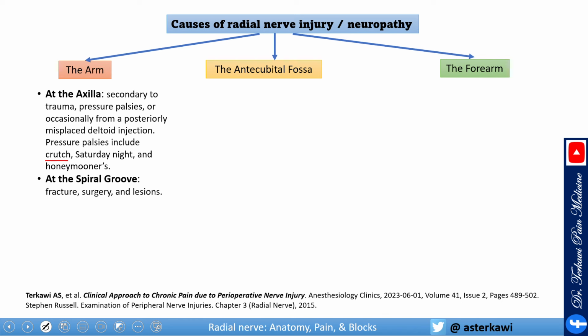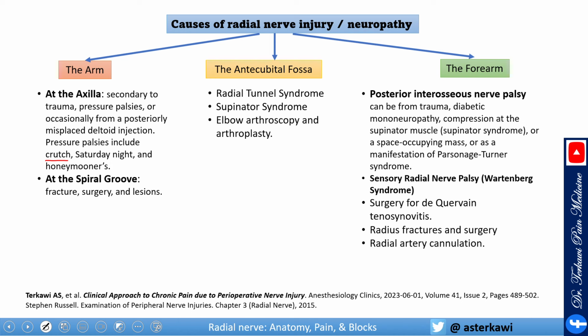This is also common, actually, crutches. I've seen a patient in my clinic secondary to crutches injury. And Saturday night palsy, of course, this is a classic teaching. And then at the spiral groove, you have fracture, surgery, and lesion. At the antecubital fossa level, you have the radial tunnel syndrome, which we'll cover, supinator syndrome, and elbow arthroscopy and arthroplasty. I'll also share with you a few examples.